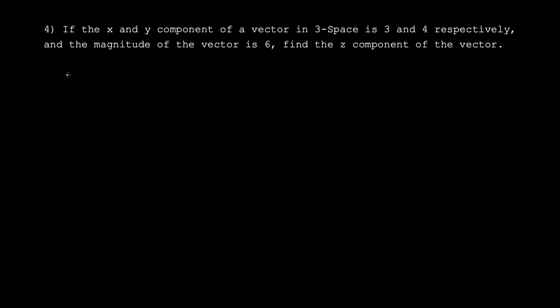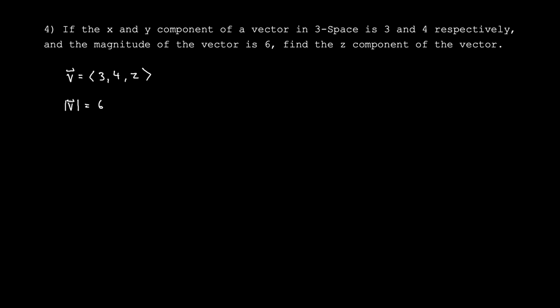So we know what the vector is. The vector v gives us 2 out of 3 components. It tells us the x and y components are 3 and 4 respectively, so we can put 3 and 4 right here. We want to find the z component of the vector, so that is our unknown. We don't know what the z component is yet. And it tells us that the magnitude of the vector is 6.